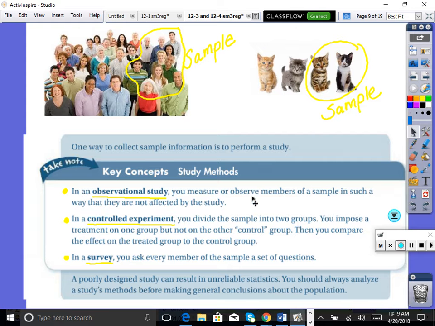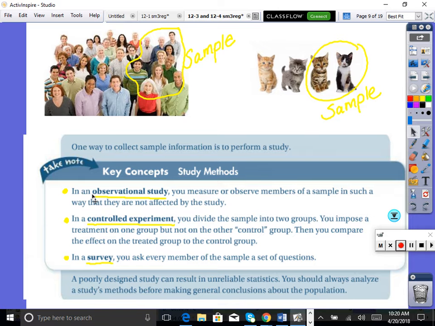You measure or observe members of a sample. You're watching these people in such a way that they are not affected by the study. So you're not doing anything to them. You're letting them live their regular old lives. You're just watching and taking notes. You do not do anything to change it. Does that make sense? That makes sense.